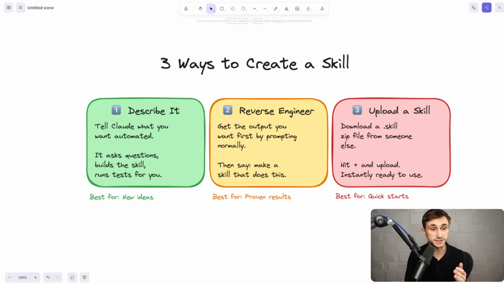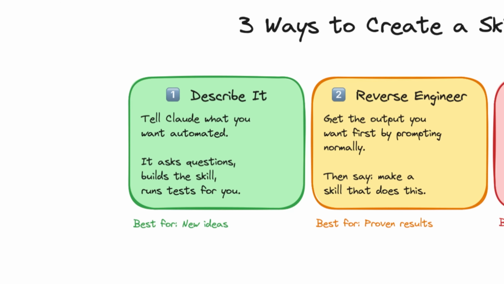Now, there are 3 ways to create a skill. Number 1 is to just simply describe it to Claude. So you can tell Claude what you want automated. It'll ask you questions and it will build the skill for you. And then it can also run the tests for you. So you can give the skill an input. You can tell it to execute that skill. And this is best for new ideas.